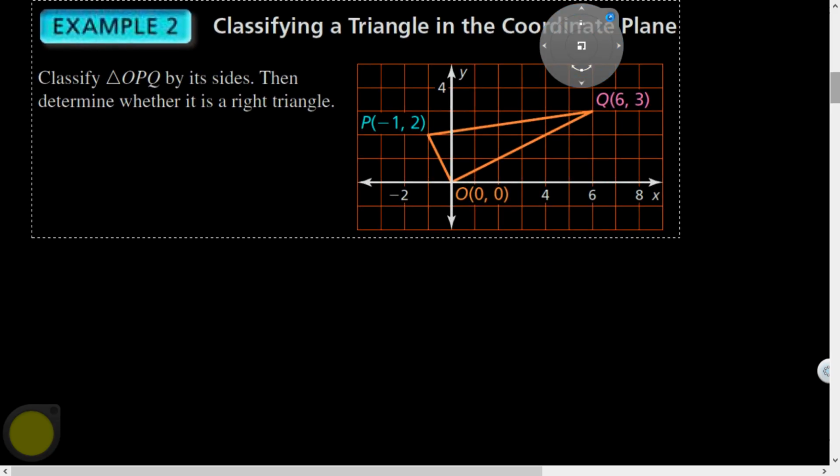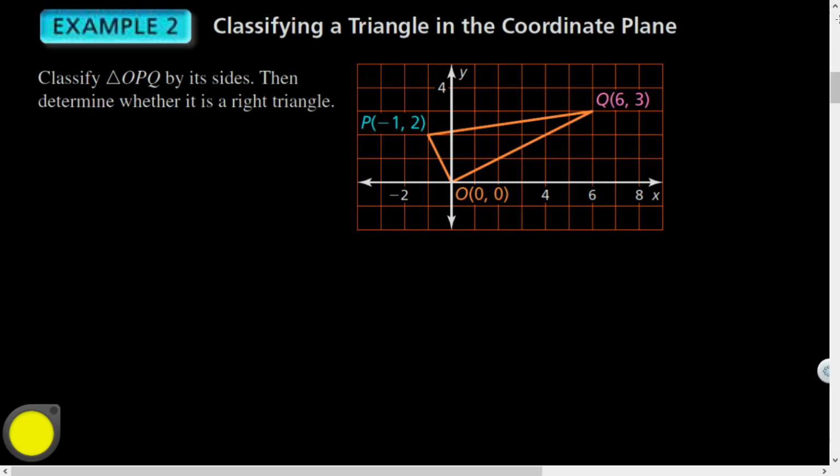Here's example 2. You can also classify triangles the least fun way, on the coordinate plane, using the distance formula. It says classify by its sides, then determine whether or not it's a right triangle. The distance formula is d equals the square root of x2 minus x1 all squared plus y2 minus y1 all squared. And to figure that out, I'd have to measure some sides here.